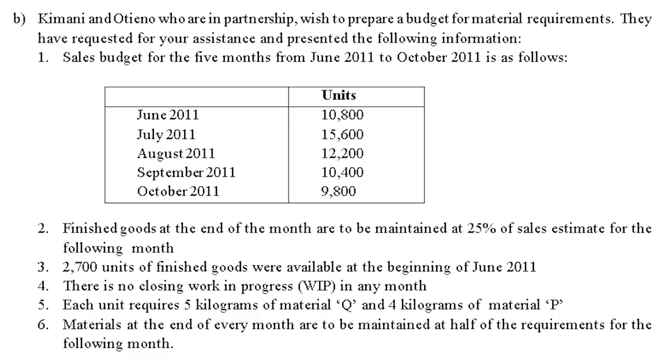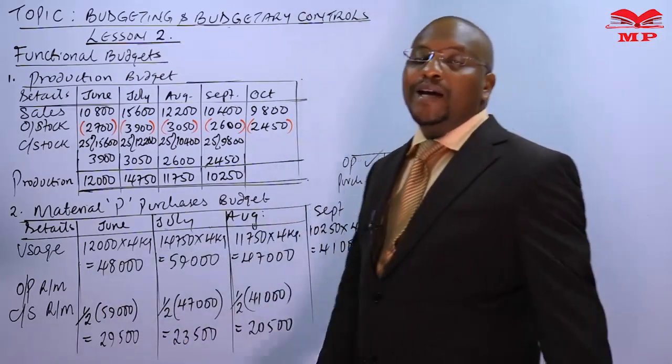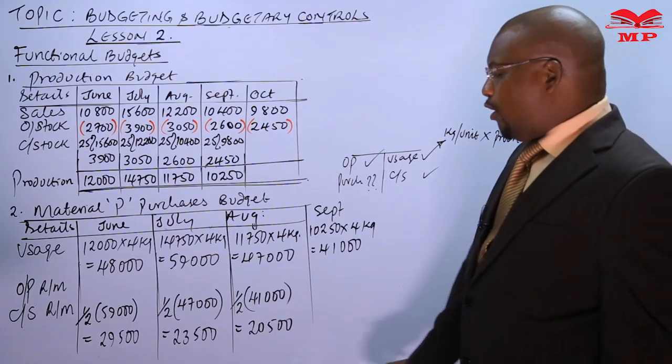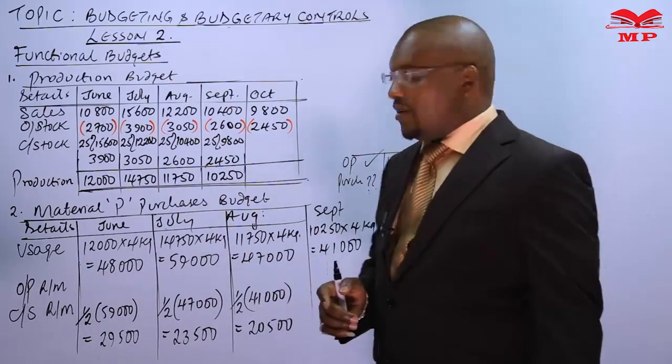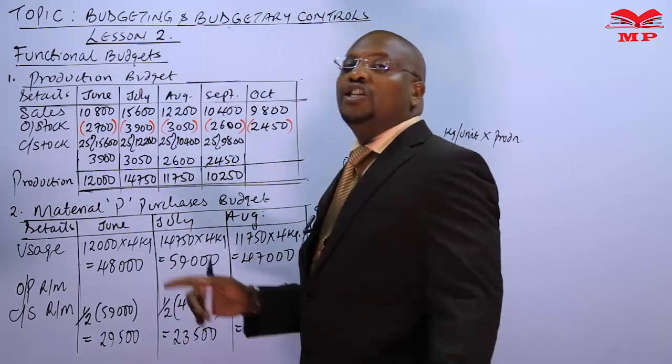Are we told the opening stock of these raw materials? We are told there that information number 2 is talking about the finished. Number 3 is talking about the finished also. Number 5 about requirements. Number 6 about closing. Now we are not told about the opening stock of the month of June, but if you maintain the policy of maintaining half of the next month requirement, then that policy shall be used here.